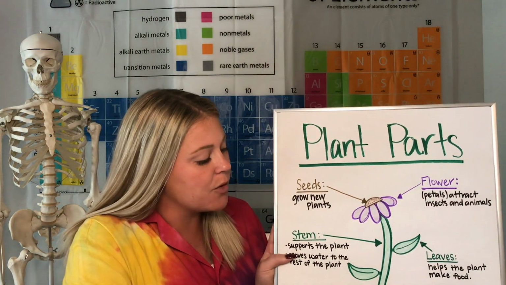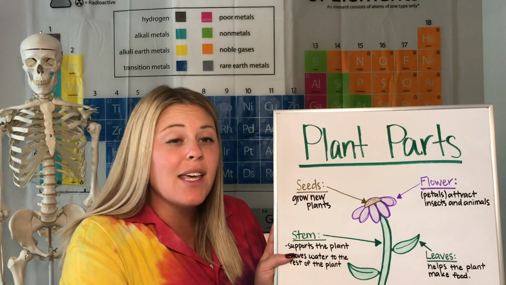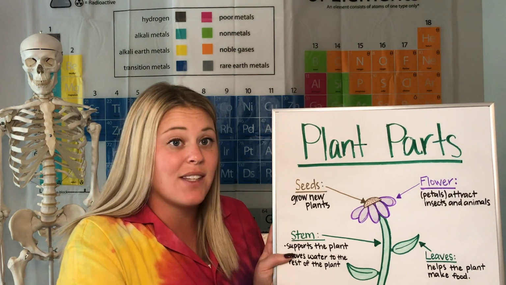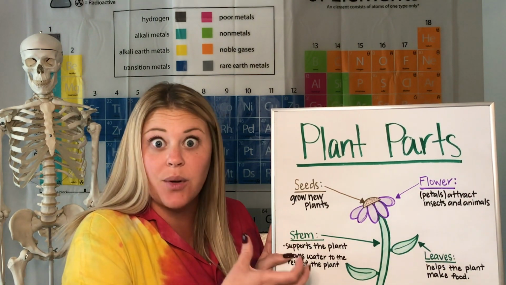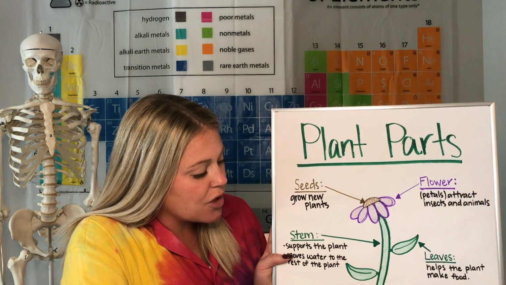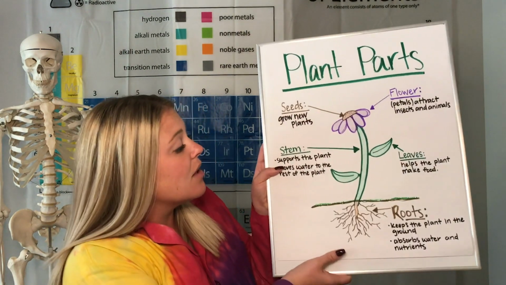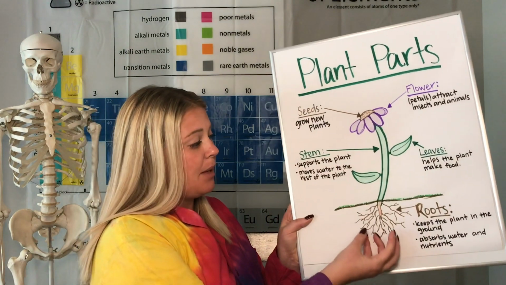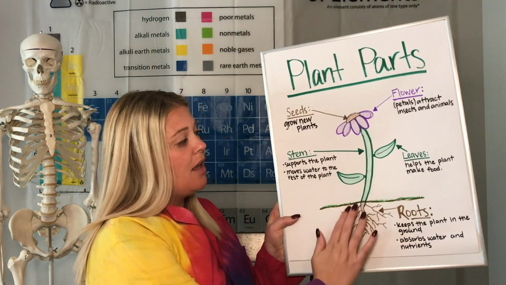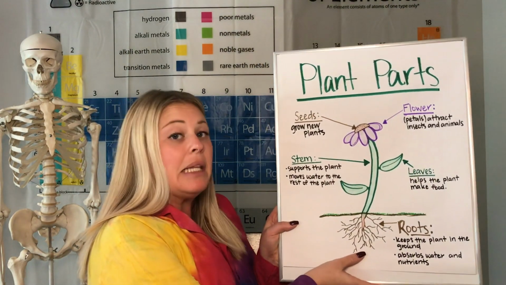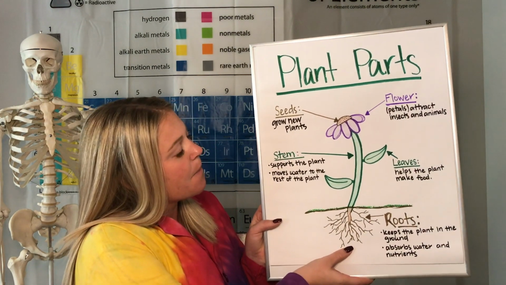And then finally we have the roots. The roots keep that plant in the ground, right? They keep it anchored, keep it stuck in the ground. The other thing that the roots do is they absorb water and nutrients. So our roots allow the plant to soak up and absorb water that then goes up to the stem, the leaves, and everywhere else.